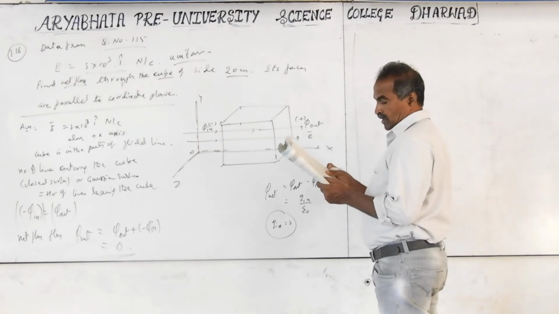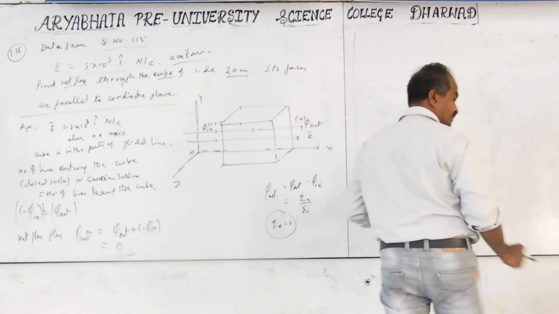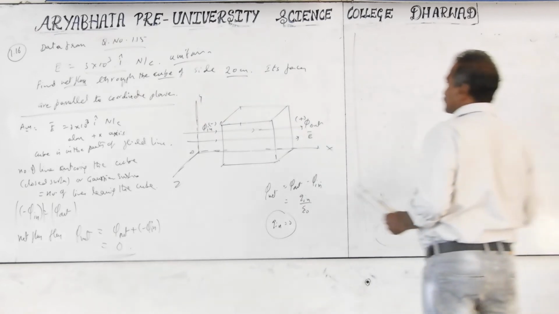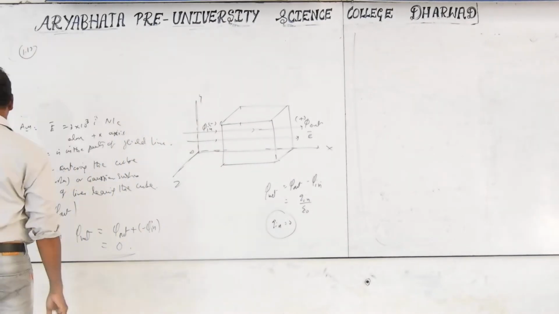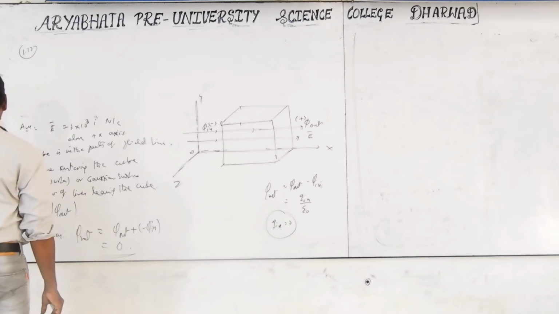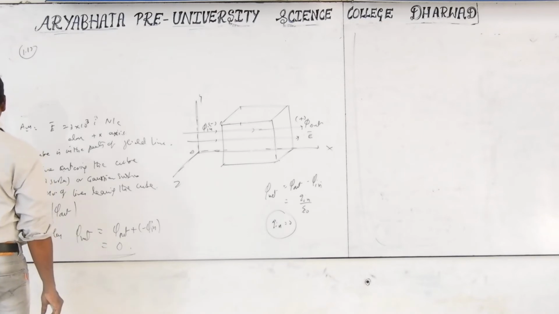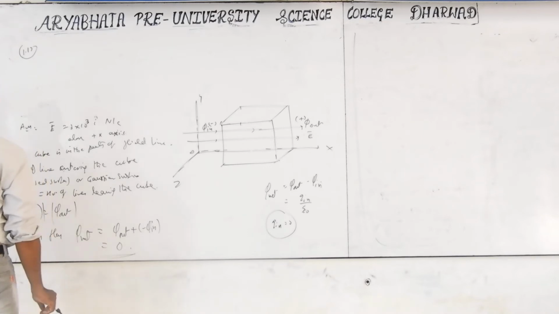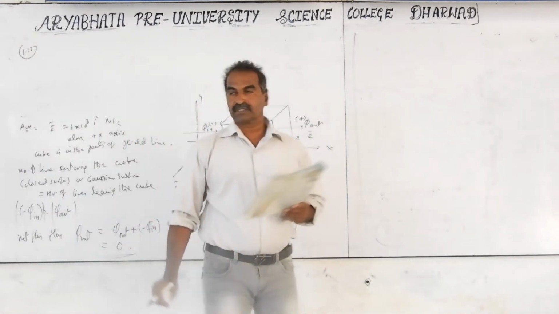Next question number 1.17. Measurement of the electric field at the surface of the black box indicates that the net outward flux from the surface of the box is given for us. What is the net charge inside the box and net outward flux to the surface of the box?